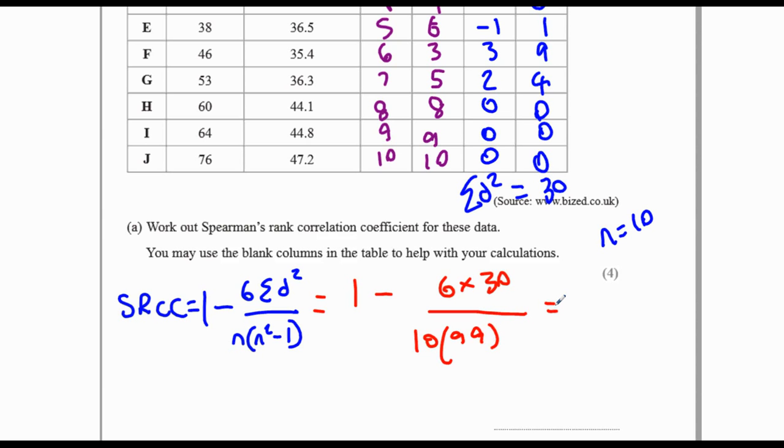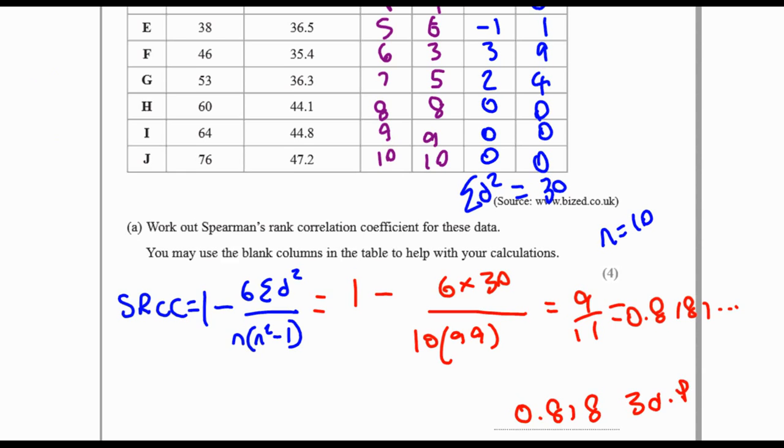So let's whack all that in our calculator. 6 times 30 over 990. That's going to give us 9 over 11, as a fraction, which is 0.8181 recurring, but we can just say 0.818 to 3 decimal places.